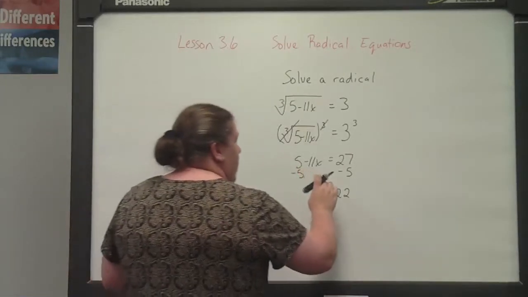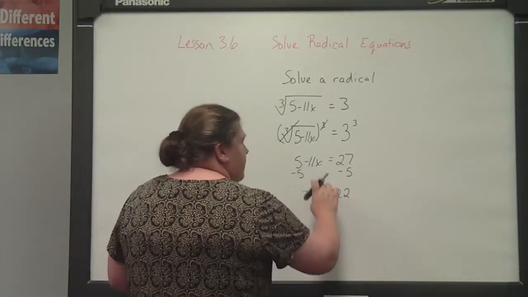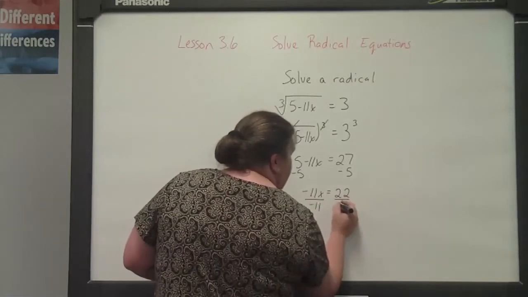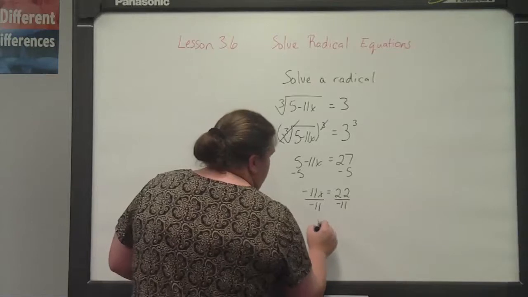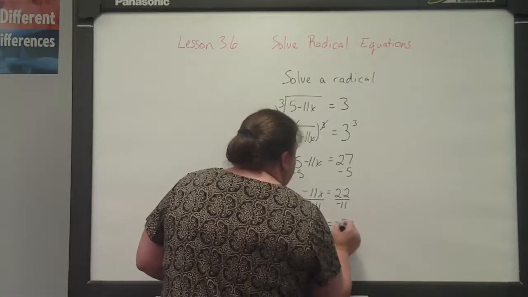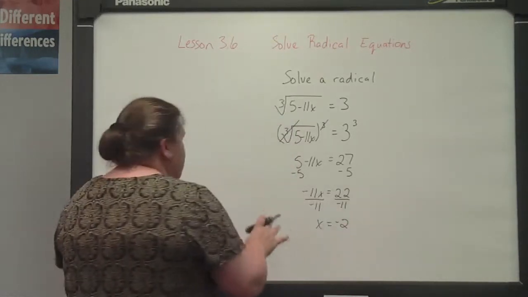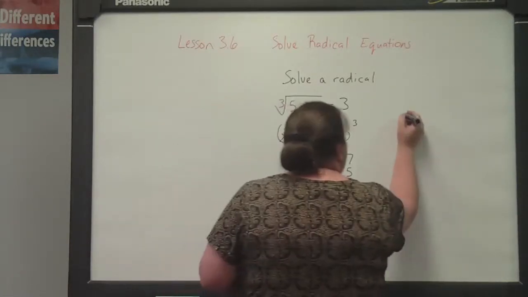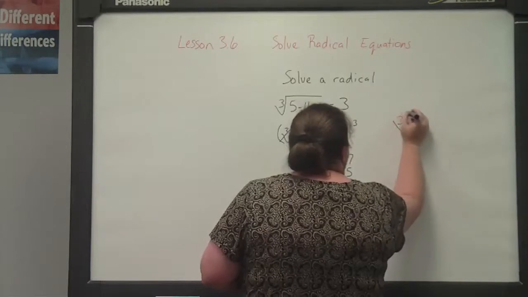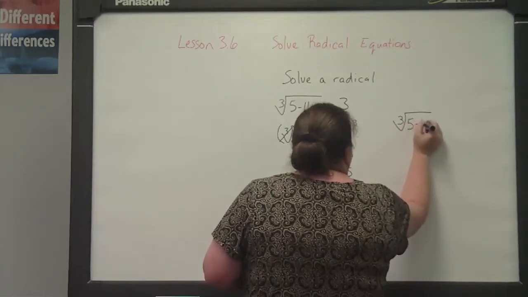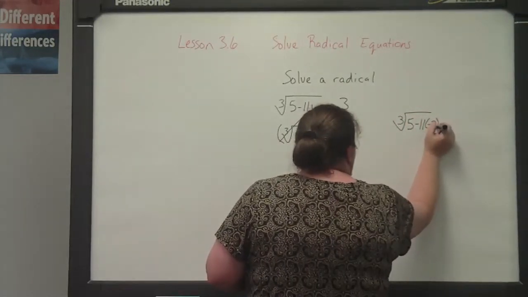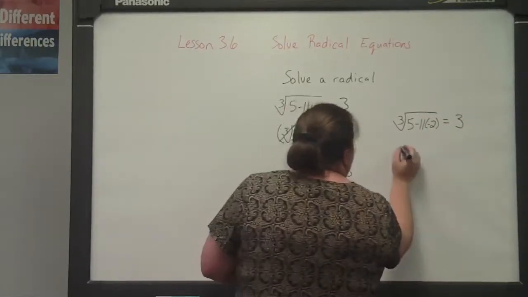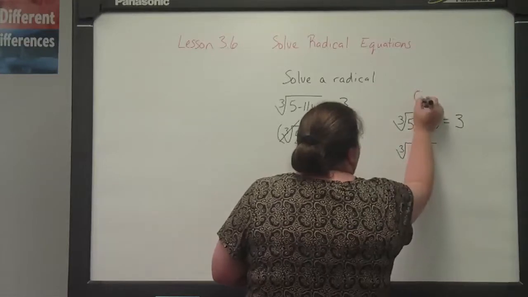Now, to get rid of the negative 11 that's attached to our x, we have to divide by a negative 11. Again, we have to do it to both sides. So x equals a negative 2. Once we do this, though, we want to go ahead and check to make sure that's the right answer. And how we do that is we say the cube root of 5 minus 11 times a negative 2, is that equal to 3? This is my check.